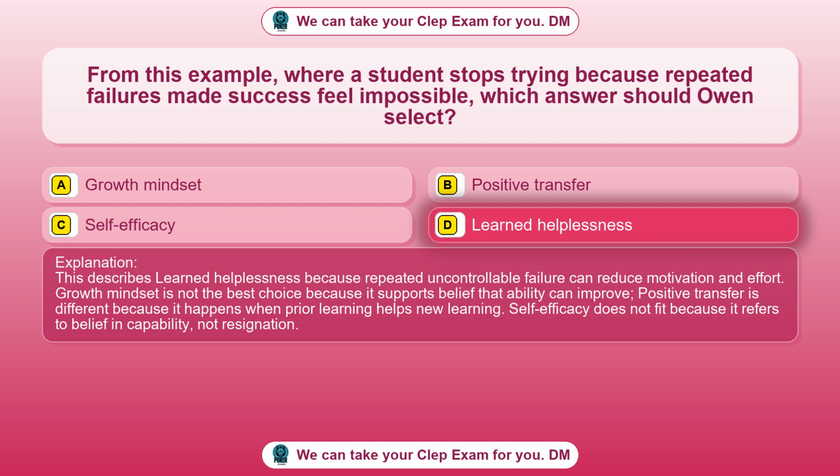This describes learned helplessness because repeated uncontrollable failure can reduce motivation and effort. Growth mindset is not the best choice because it supports belief that ability can improve. Positive transfer is different because it happens when prior learning helps new learning. Self-efficacy does not fit because it refers to belief in capability, not resignation.